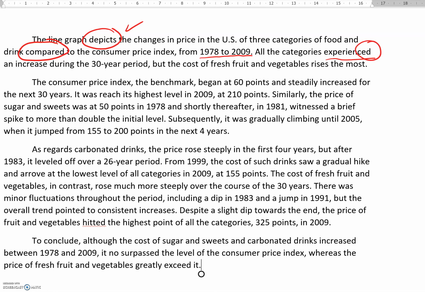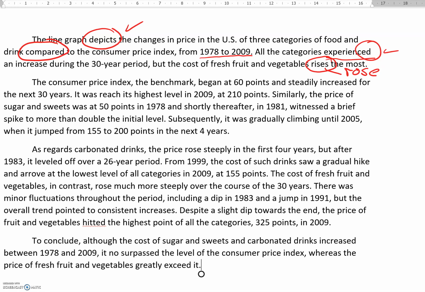All the categories experienced an increase during the 30-year period, but the cost of fresh fruit and vegetables rises the most. So here's a mistake, okay? We're describing the graph, and we say the categories experienced an increase, and so we need to use here the correct simple past form, which is rose. The cost of fresh fruit and vegetables rose the most. Okay, that's the simple past form of rise.